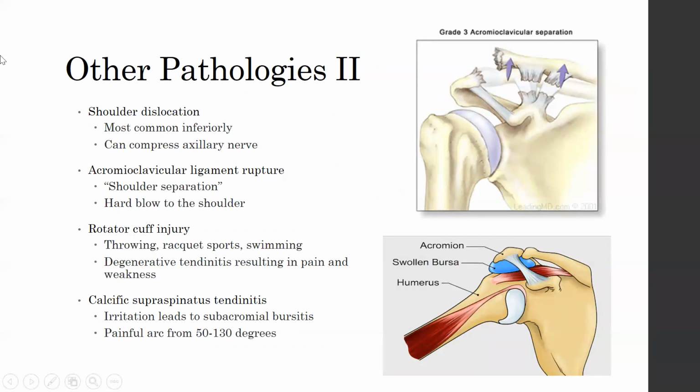Again, these aren't super important. They're pretty low yield. Shoulder dislocations, most importantly inferiorly, can compress the axillary nerve. We had a question on that before. Shoulder separation is rupture of the ligaments holding the acromioclavicular joint together, as you can see in the top picture, from a hard blow to the shoulder. Rotator cuff injury.